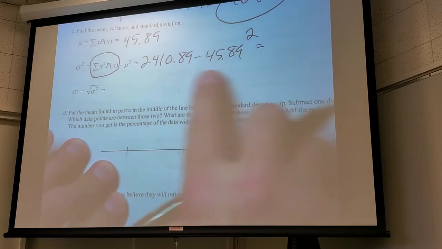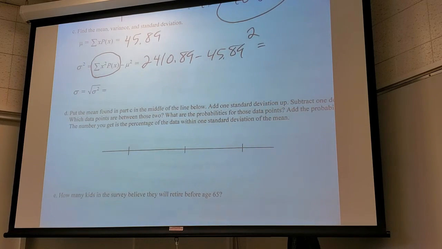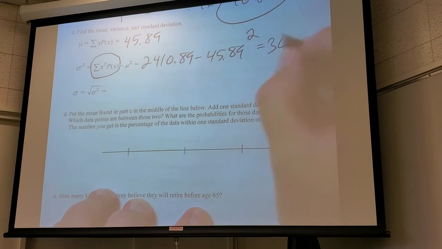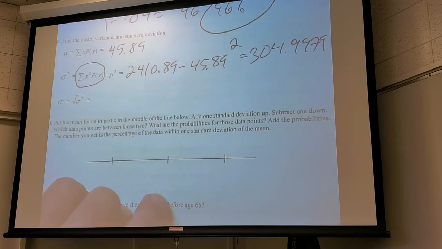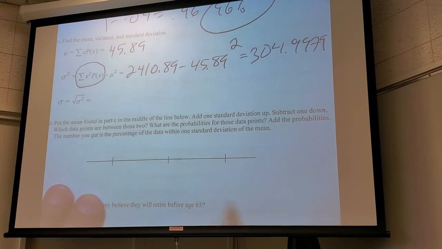If this answer comes out negative for you, is that a problem? Because what do you have to do to it next? So this answer cannot be negative. If you get a negative, you have screwed up somewhere. Most likely it's your fourth list. That's normally where the mistakes happen. So I get 304.9979. Is that what you guys got? Yeah. Don't worry, I'm about to end here.